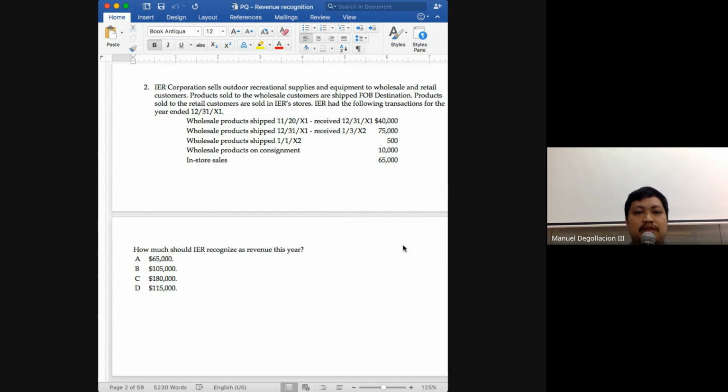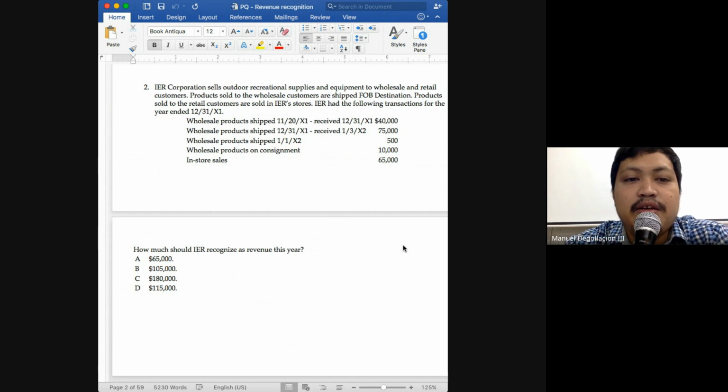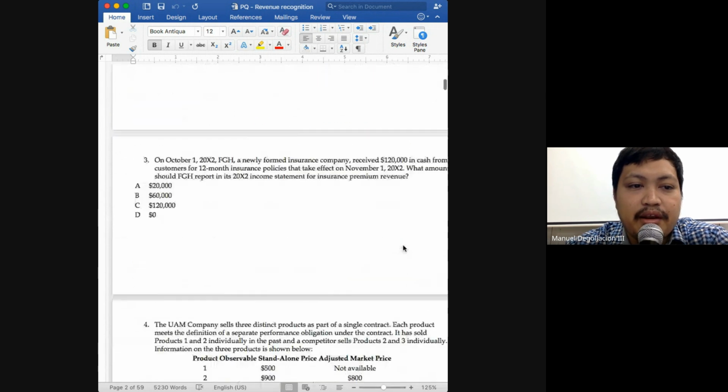But if we change the shipping term to shipping point, both the 75,000 and the 40,000 will already be part of our answer. Why will the 75,000 be included in our revenues for year X1? Because it was shipped also in year X1. So if we change FOB destination to FOB shipping point, our answer would be letter C, 180,000. But the problem is, the answer would be 105,000. Let's proceed to number 3.